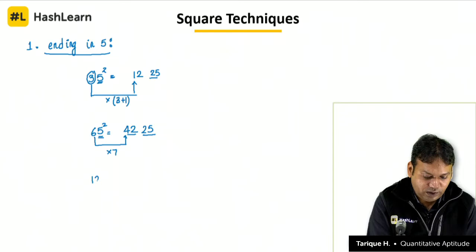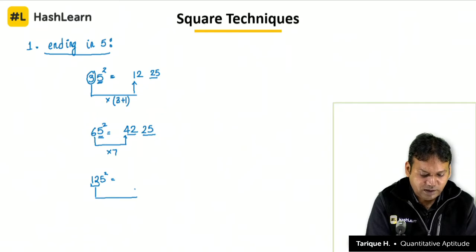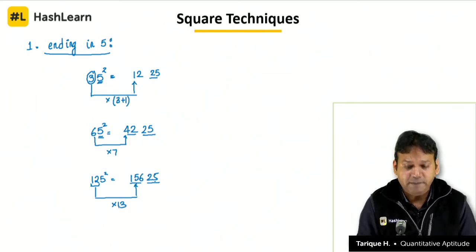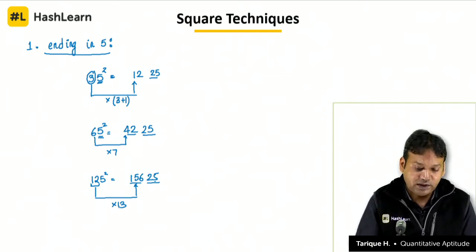Let's say 125 square is how much? So to multiply, now 12 into 13, and 12 into 13 is 156, and 5 square is 25. Some of you may take some extra time in multiplying 12 into 13. So you should know this concept.